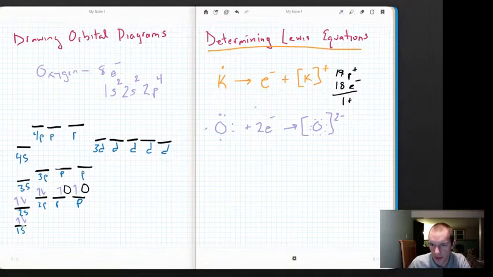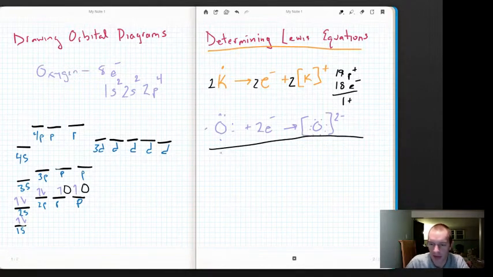So the question is, how do we go ahead and add these two things together? Well, it's pretty simple. We know that oxygen wants to obtain 2 electrons. Potassium is willing to give 1 up. So in order to make the electrons match, oxygen wants 2, potassium is willing to give up 1, we need to double the number of electrons. In order to double the number of electrons that potassium gives up, we have to double the number of potassiums, and as a result, double the number of potassium ions.